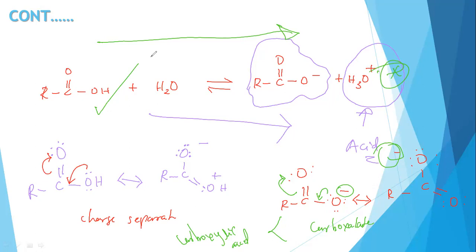The first one is carboxylic acid plus water. When the carboxylic acid reacts with the water, it is able to produce the carboxylate ion and the H3O plus. H3O plus, like your H plus, is acid. So we are telling you the carboxylic acid has more acidity strength because of the production of this H3O plus in aqueous medium.